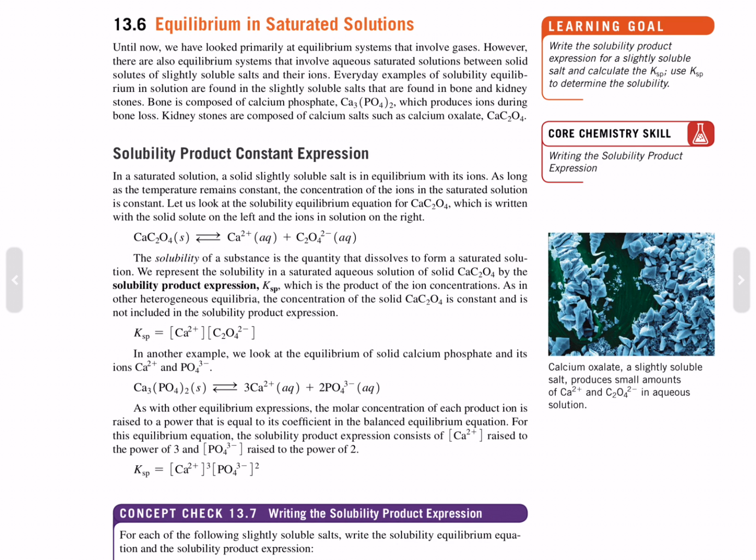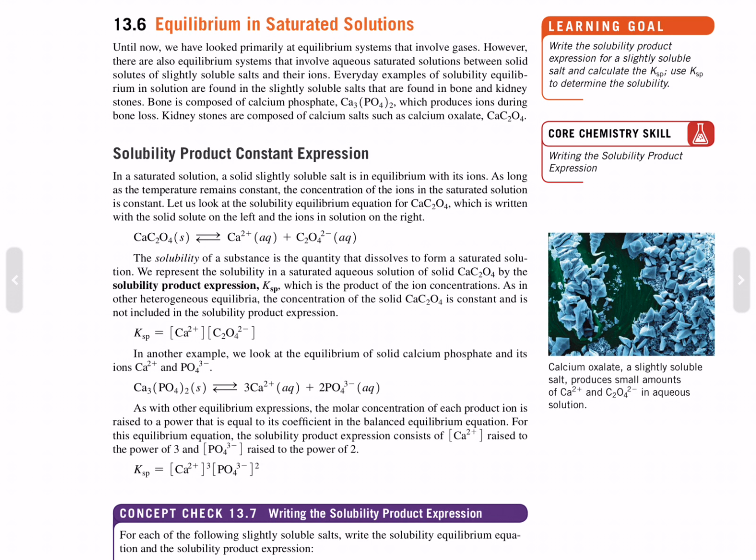The solubility of a substance is the quantity that dissolves to form the saturated solution. We represent the solubility in a saturated aqueous solution of solid calcium oxalate by the solubility product, Ksp, which is the product of the ion concentrations. As with other heterogeneous equilibria, the concentration of solid calcium oxalate is constant and is not included in the solubility product expression. Ksp is the concentration of calcium ions times the concentration of oxalate ions.